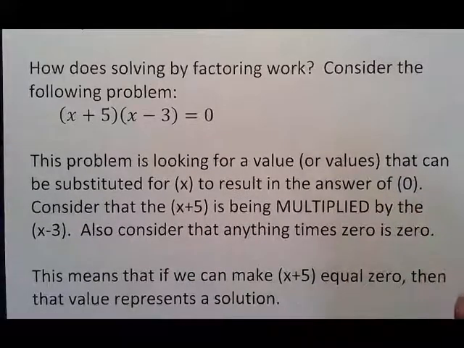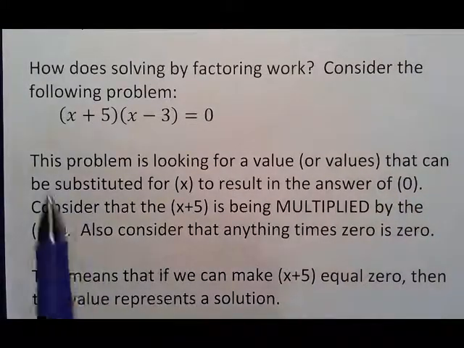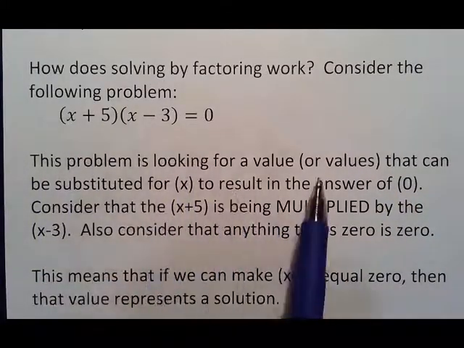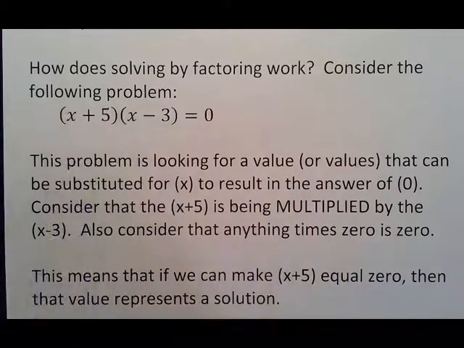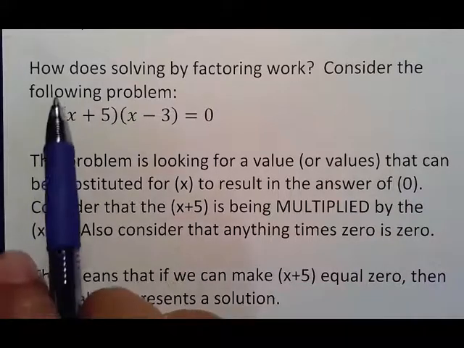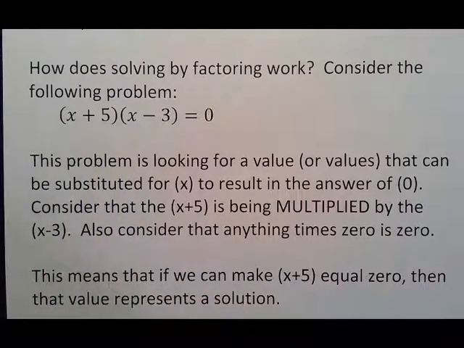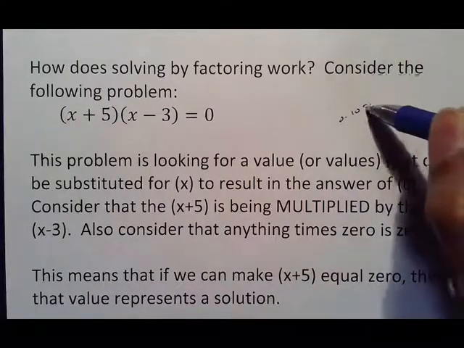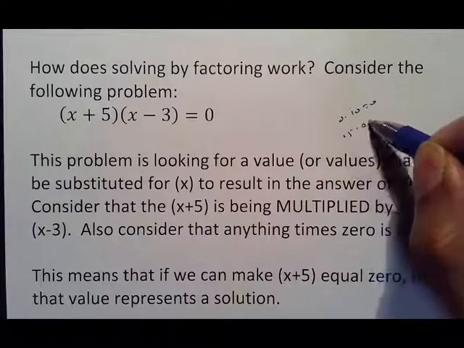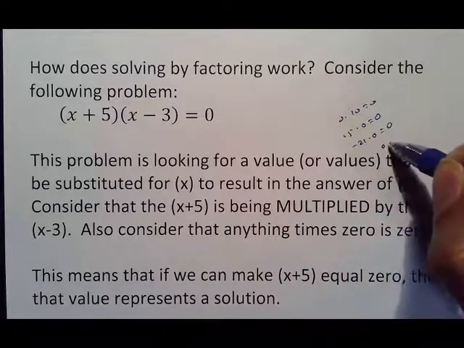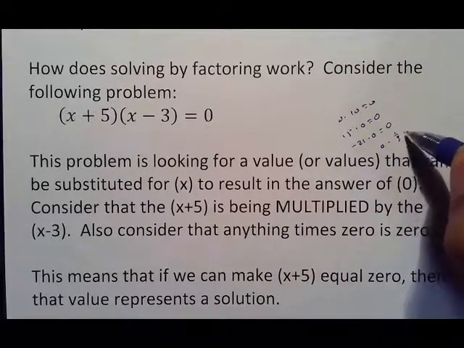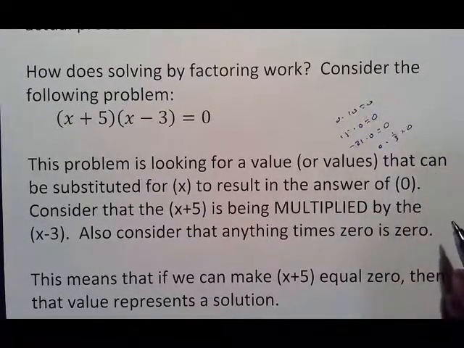So how does solving by factoring work? Looking at this problem here, it's looking for the value or values that can be substituted for x that result in the answer of 0. Consider that x plus 5 is being multiplied by x minus 3. Also consider that anything multiplied times 0 is 0. So 0 times 10 is 0. 15 times 0 is 0. Negative 21 times 0 is 0. 0 times 1/3 is 0. So anything times 0 is going to be 0.